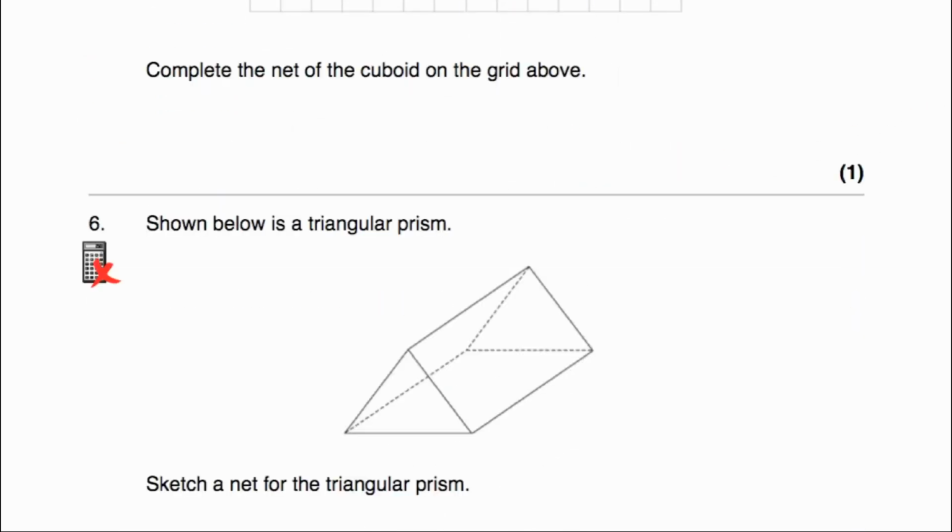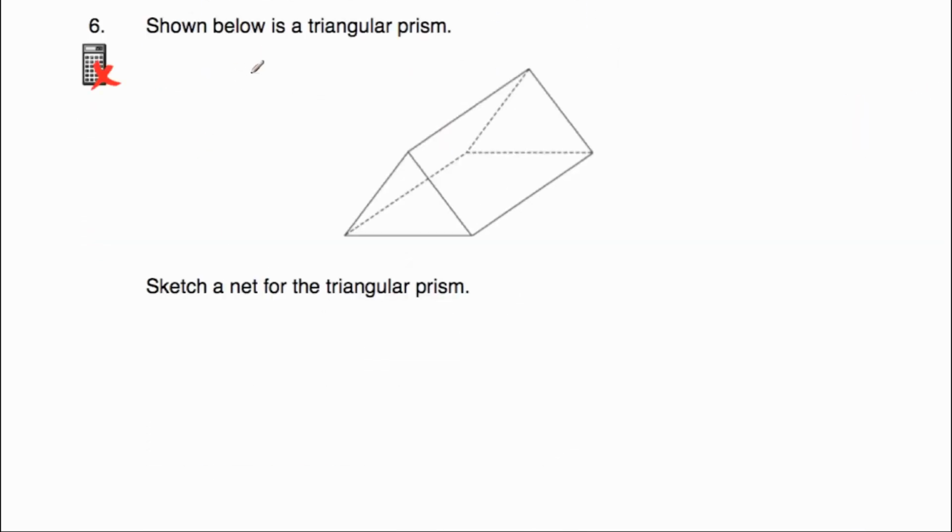Okay, question number 6. So question number 6 says, shown below is a triangular prism. Sketch the net of a triangular prism. So it would look something like this. Let's just get a ruler and a pencil. So we would have the base, which is a rectangle. You'd have the left-hand face and the right-hand face. They're going to be rectangles as well. And then you've got the front and the back, which are triangles.